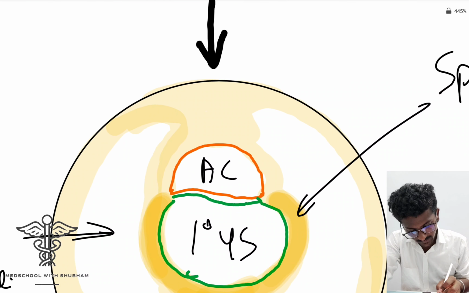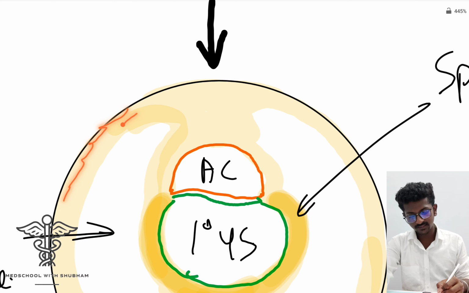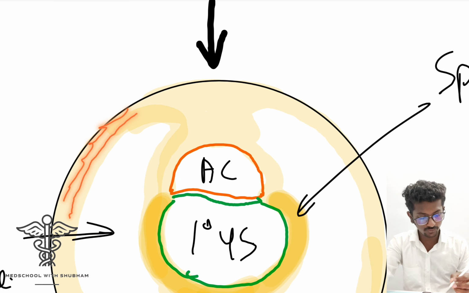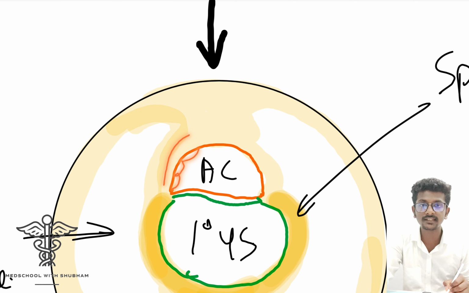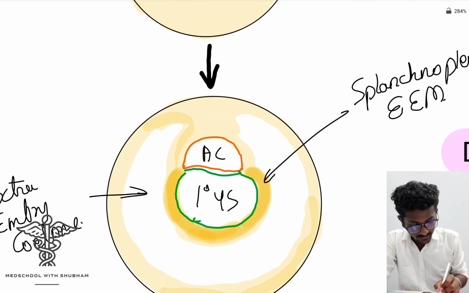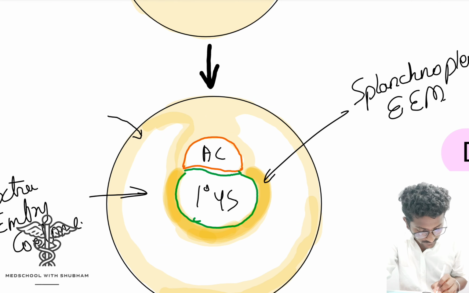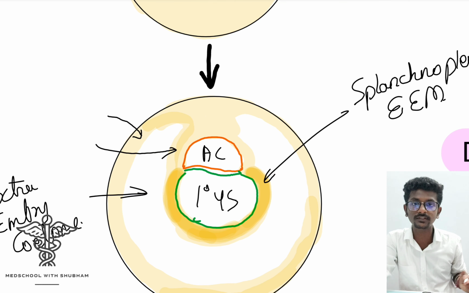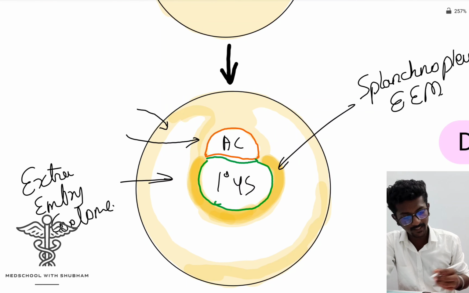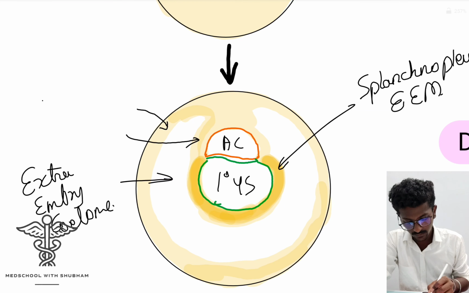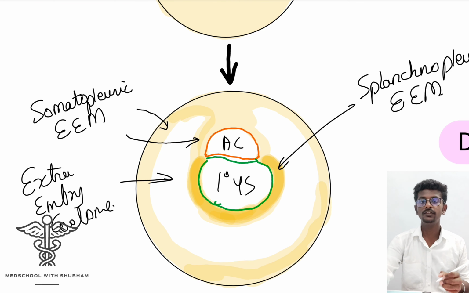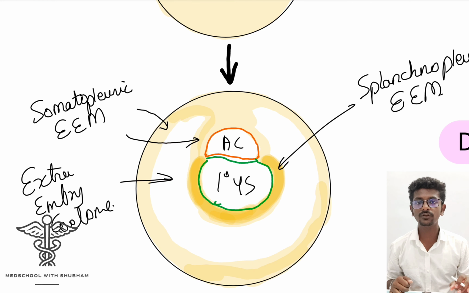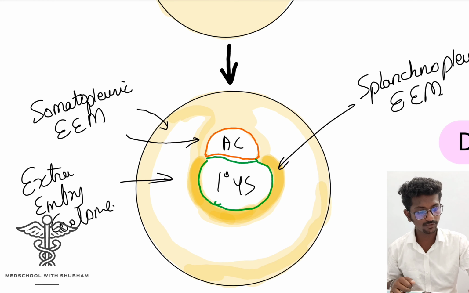See, this is the cytotrophoblast. So that part of extraembryonic mesoderm which is in contact with the cytotrophoblast as well as the amniogenic cells. Here we have the amniogenic cells. So that part of the mesoderm which is in contact with the cytotrophoblast and the amniogenic cells, that extraembryonic mesoderm is called the somatopleuric extraembryonic mesoderm. Splanchnopleuric extraembryonic mesoderm and somatopleuric extraembryonic mesoderm.